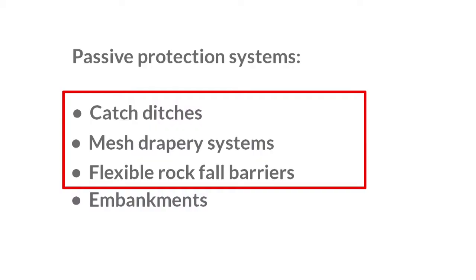Passive protective measures include catch ditches, mesh drapery systems, flexible rockfall barriers like catch fences and attenuators, and reinforced and also not reinforced embankments. The first three methods are commonly used in surface mining operations. Catch ditches are one of the most cost-effective rockfall protection measures used in open pit.